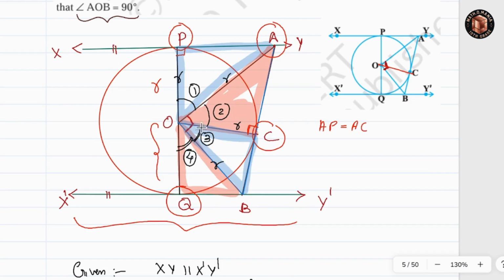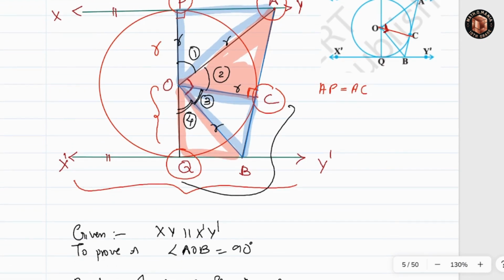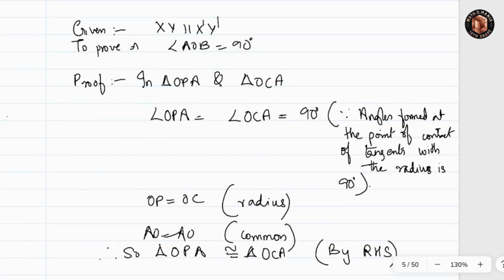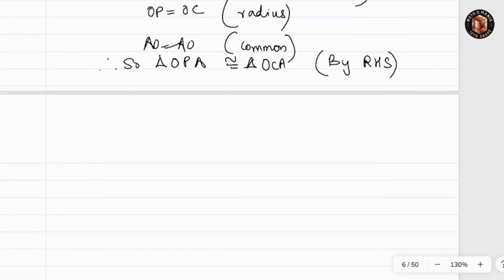Okay. Now if we are able to prove that these two triangles are congruent, similarly what we can do, the same thing I can apply on the next part. That is from here till here I can do the same thing. That is in the triangle, I can prove that triangle OCB is congruent to triangle OQB. No need to repeat the steps again because we have to follow the same steps. So similarly, triangle OCB is congruent to triangle OQB. Right? Then this is also by the same RHS congruency criteria.